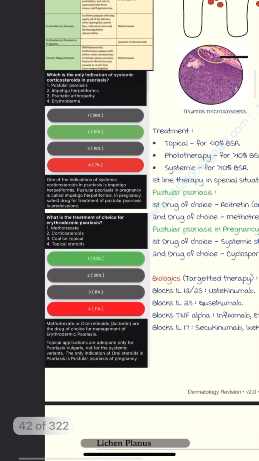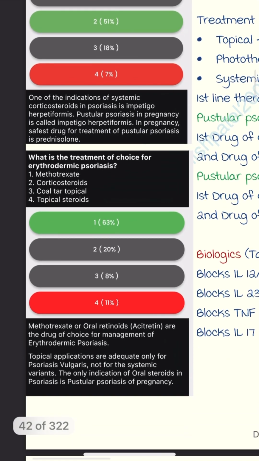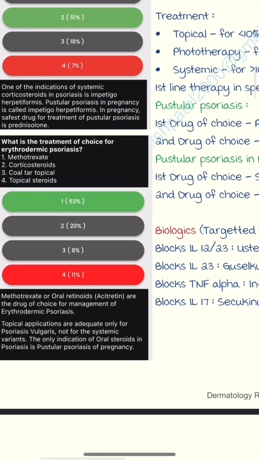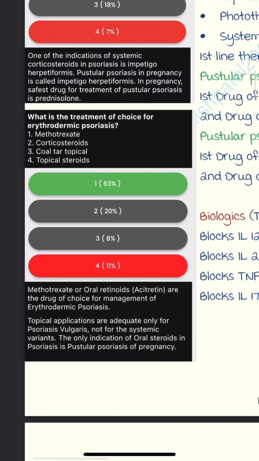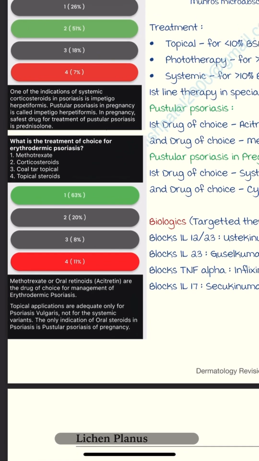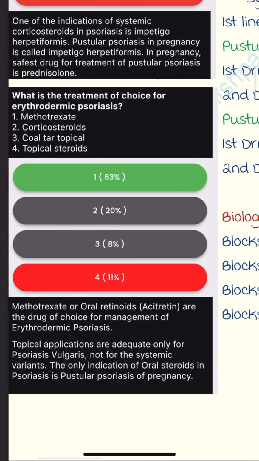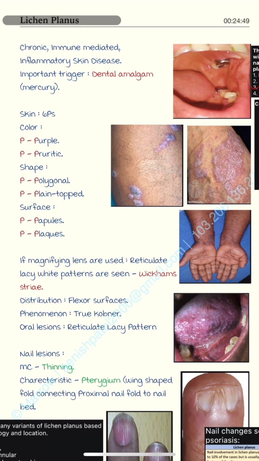Let us see some of the previous year questions. Which is the only indication of systemic corticosteroids in psoriasis? It is impetigo herpetiformis, which is pustular psoriasis in pregnancy. What is the treatment of choice for erythrodermic psoriasis? It is methotrexate. Next we are going to see lichen planus.